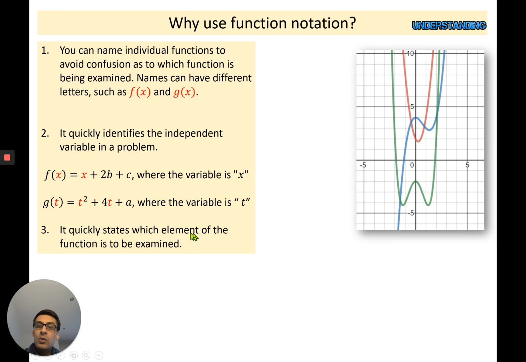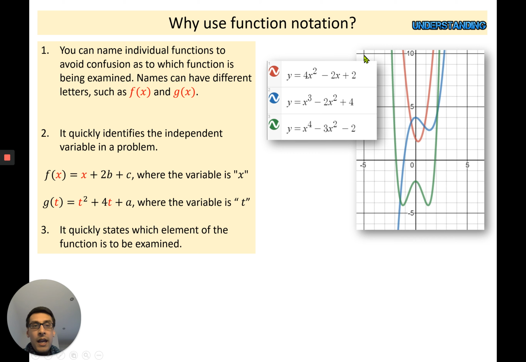And it quickly states which element of the function is to be examined. I'll show you what that means now. So here you can see 3 functions which have been plotted. And in this case, I've given you the graph. So I've been using Desmos. Shout out to Desmos for that. And you can see there are 3 quite long equations here. What we can do is just, instead of writing these equations out every time, we can just say f of x, g of x, and h of x, and we know what we're referring to. In this case, I've color-coded it, but you might need to write it out just once to be clear.